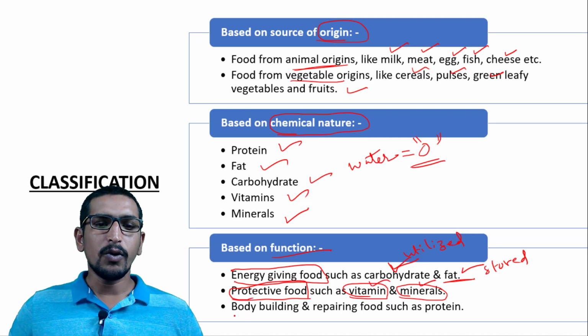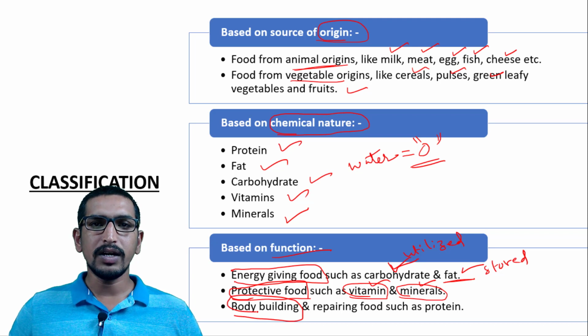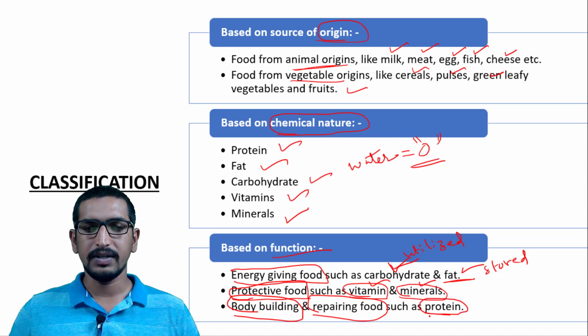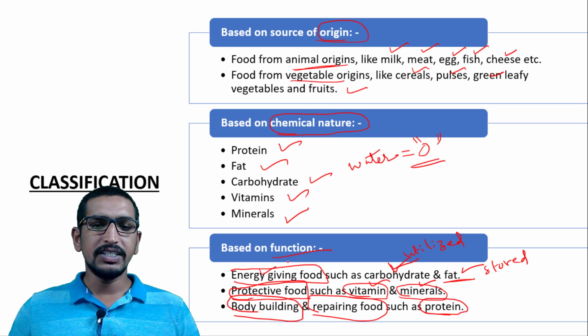And bodybuilding food, lastly, which we call body repair food. Here the reproduction or repairing food we call protein. Protein we call a reproduction or repairing food. So like that, energy giving food, protective food, bodybuilding food.